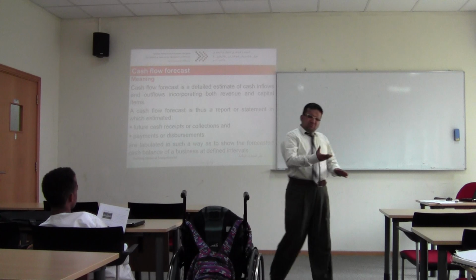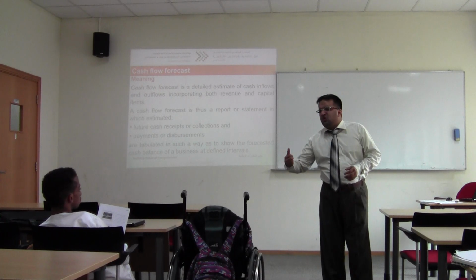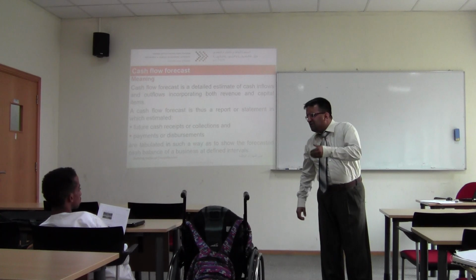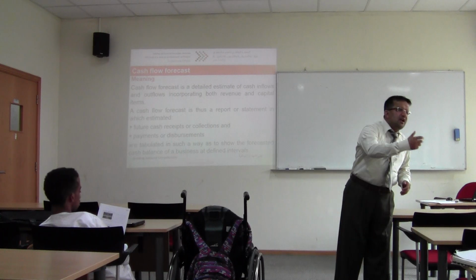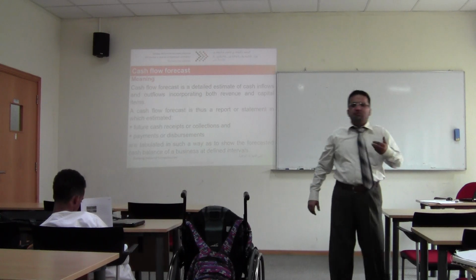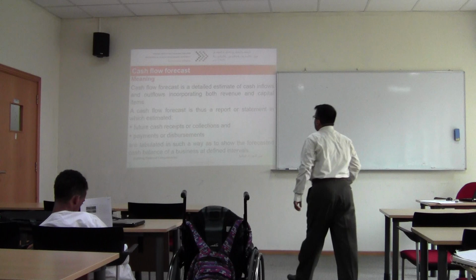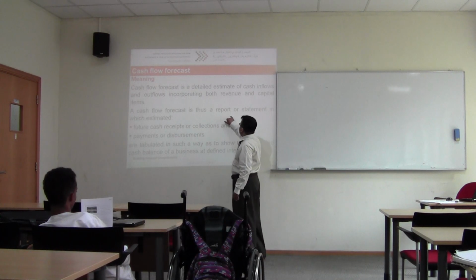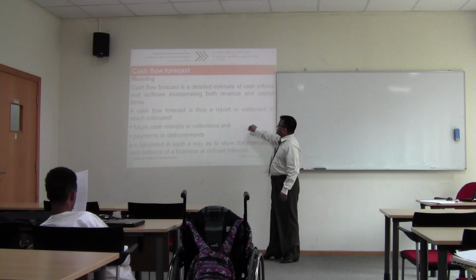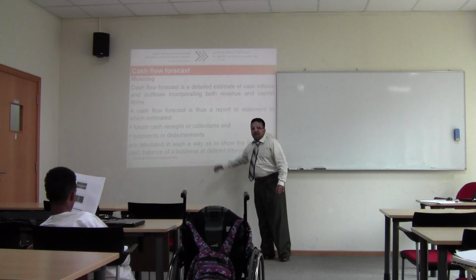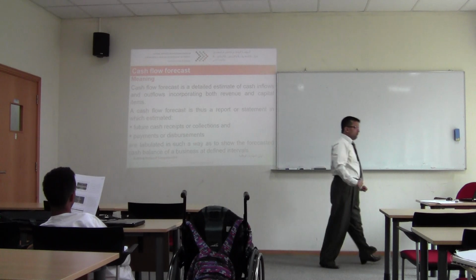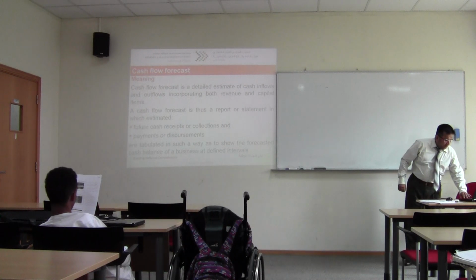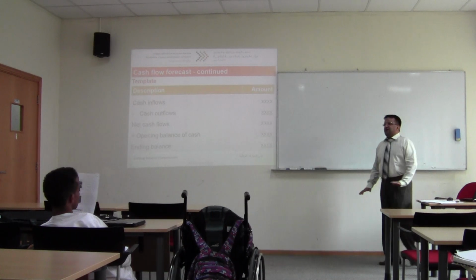There is simply cash inflow when we sell goods and when we collect from customers, and when we buy goods or buy an asset and pay, this is called outflow. So it is an estimate. A cash flow forecast is thus a report or statement which shows inflow and outflow. Now, how to calculate it?